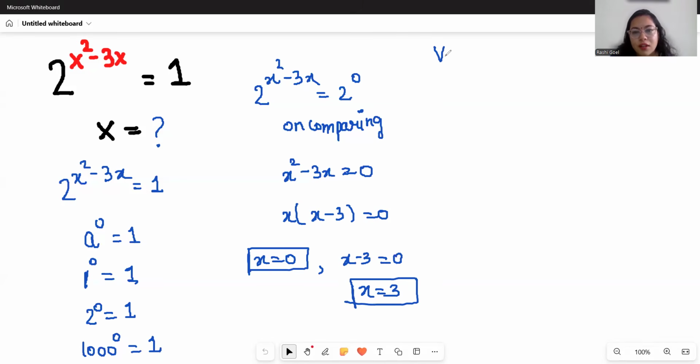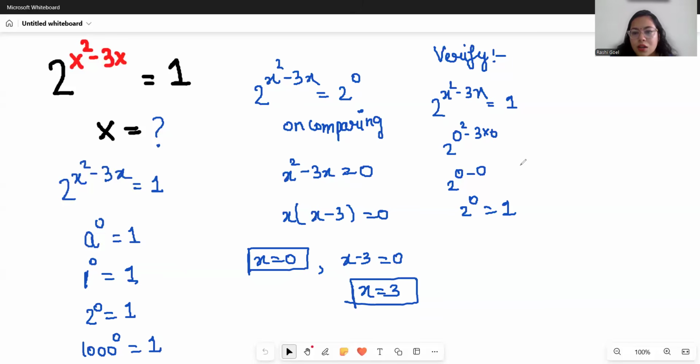Now let's verify them. First, 2 power x square minus 3x equal 1. So if I take x equals 0, so it's 0 square minus 3 times 0. So 0 minus 0, that is 2 power 0, which is equal to 1. So yes, LHS is equal to RHS.